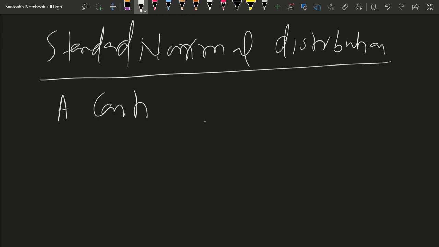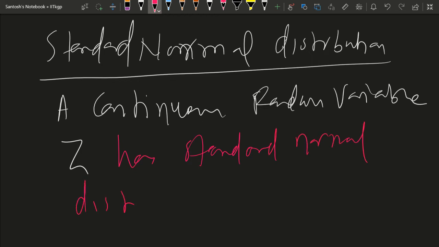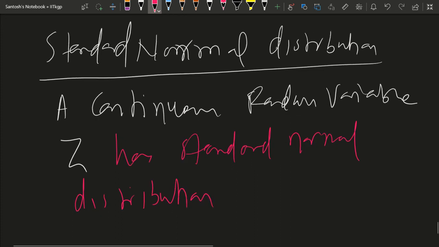Okay, I will tell you. I think both of you tried and your answer is correct, but I could not hear clearly. So a continuous random variable, its notation is especially Z. You may write X also, doesn't matter, but for this distribution we write Z. A continuous random variable Z has standard normal distribution.